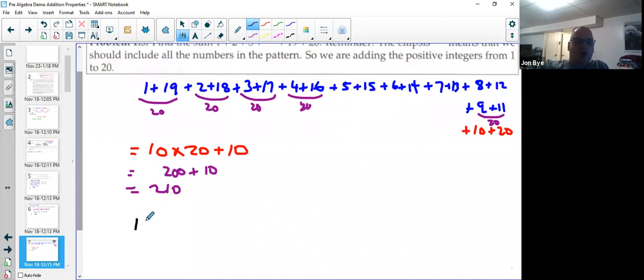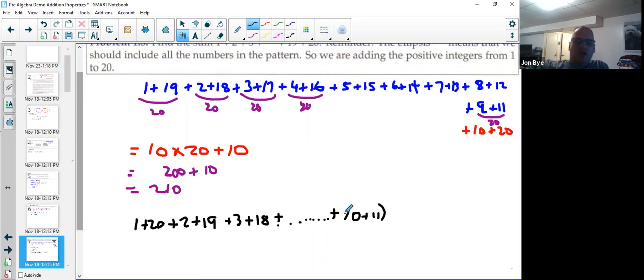I could do 1 plus 20 and 2 plus 19 and 3 plus 18. All the way up to, right? What would be the last pair of addition on this sort of thing? 10 plus 11. Yeah, perfect. 10 plus 11. All right. We would have 10 plus 11 here.